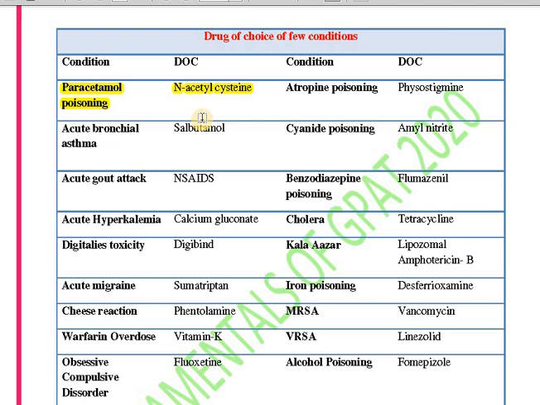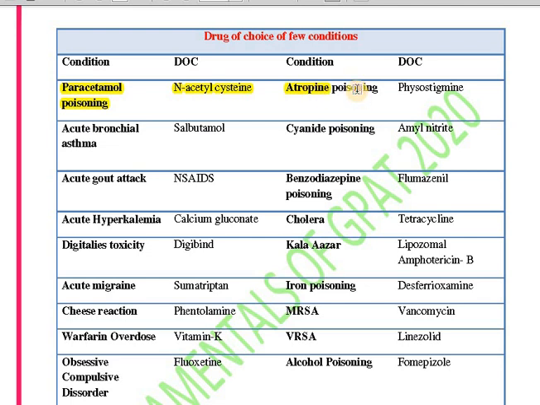And also there is another drug, methionine. Both are sulfur containing amino acids, and those are used as a drug of choice in paracetamol poisoning, or antidote of paracetamol. Okay, so next condition is atropine poisoning. So you must be aware about that.